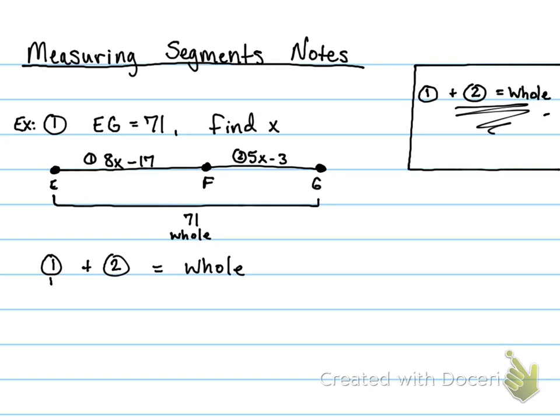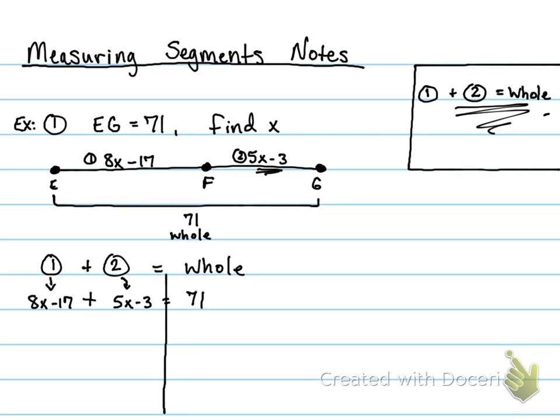So what can I plug in for part 1? Well, I think I can plug in 8x minus 17 plus, what can I plug in for part 2? I think that I could plug in 5x minus 3. What can I plug in for the whole? Well, it looks like 71 goes right there. Okay, so what I'm going to do is draw a line down my equal sign. I know that I can't cross that without changing the value or doing the inverse operation. Okay, so I'm going to combine my like terms on the left-hand side.